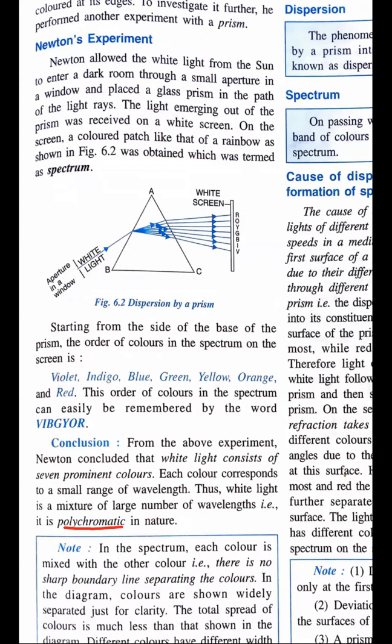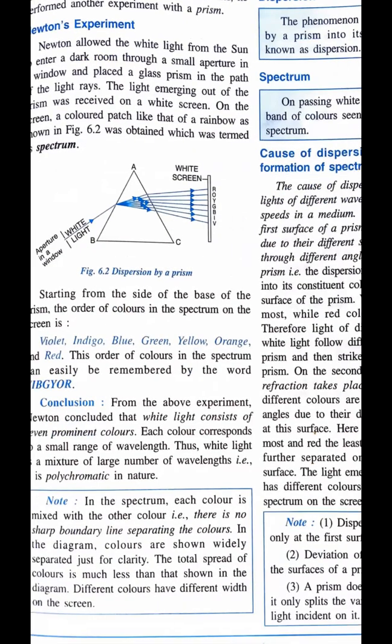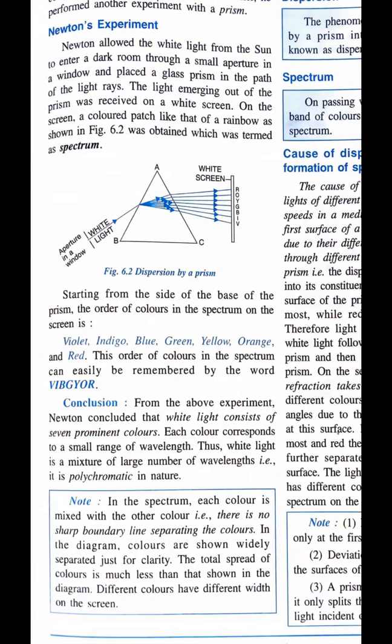Is this clear? In this spectrum, each color is mixed up with other colors. That is, there is no sharp boundary line separating the colors. In the diagram also, colors are shown widely separated just for clarity. The total spread of colors is much less than that shown in the diagram. So the spread is much less than whatever is shown. Ideally, I can see just 3 or 4 colors because our eyes are not strong enough to distinguish all the 7 colors.